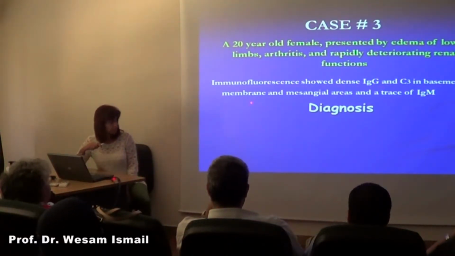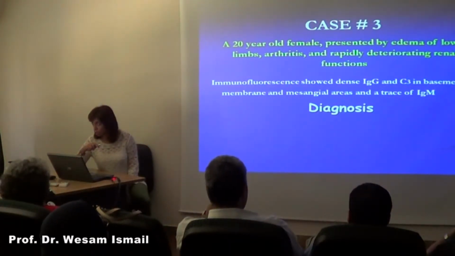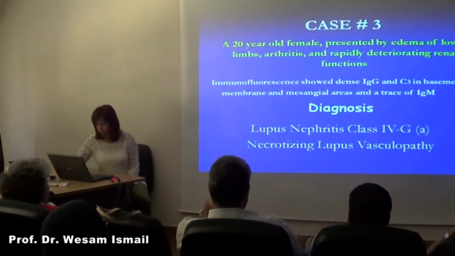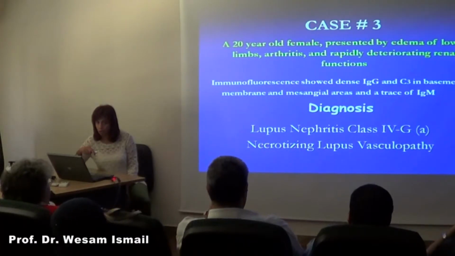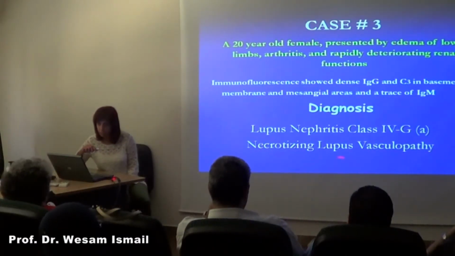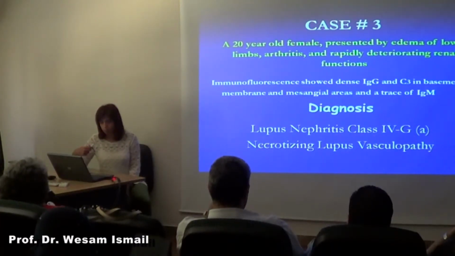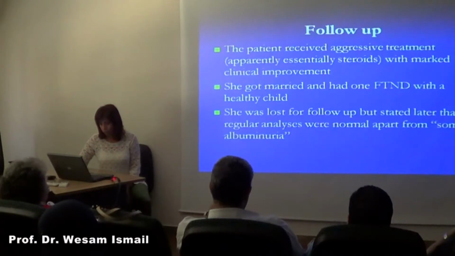Fluorescence, she had dense IgG and C3 in the basement membrane, and weak IgM. Her IgA was not really significant. So she was lupus nephritis class 4G and had an associated necrotizing lupus vasculopathy, which you need to put in a separate diagnostic line, as I said, because the nephrologist is going to manage the patient in a different way.